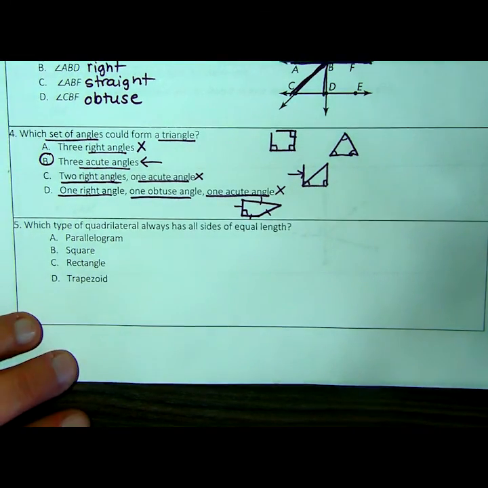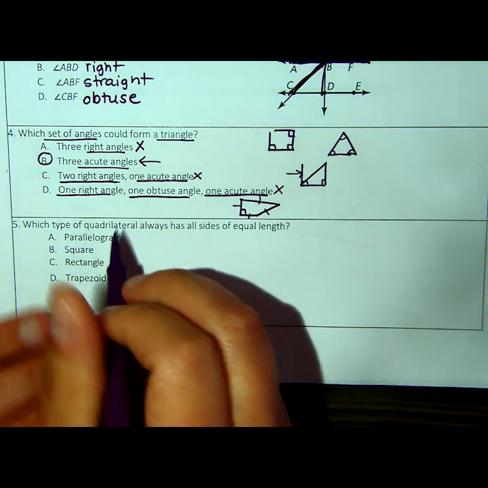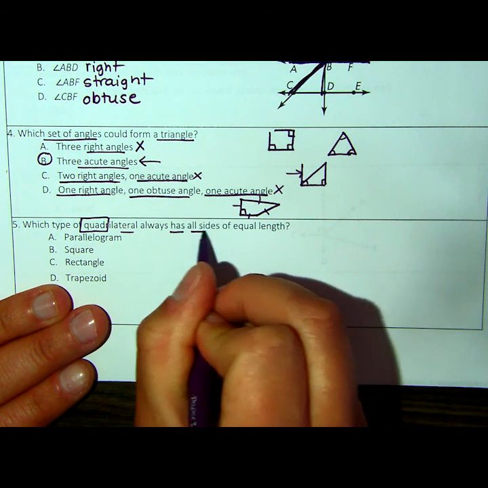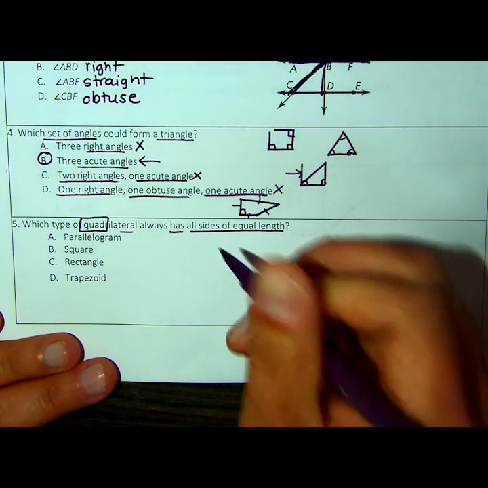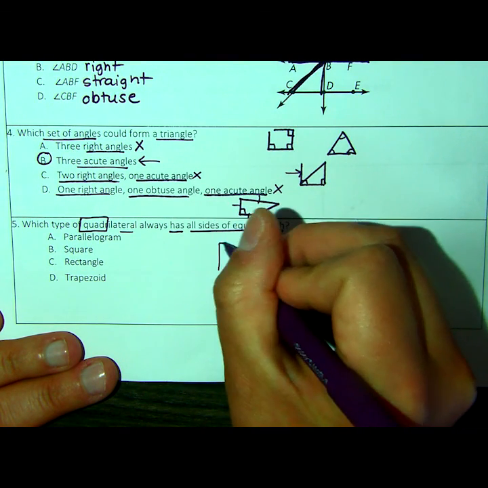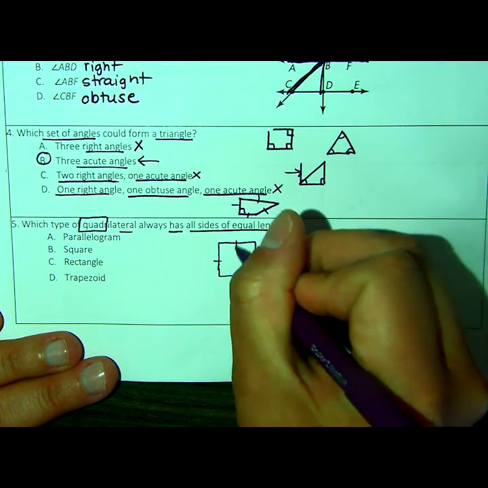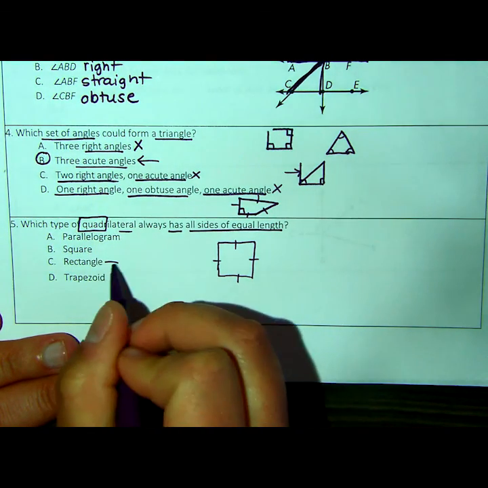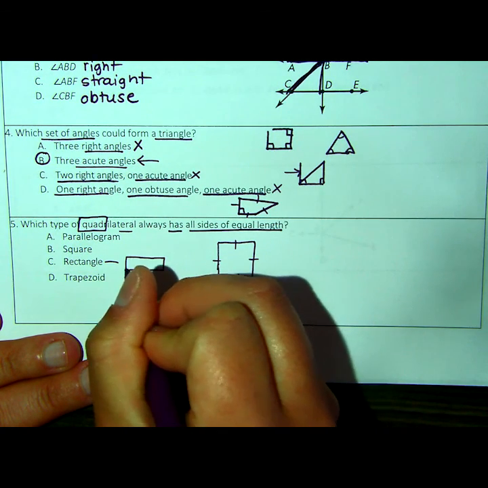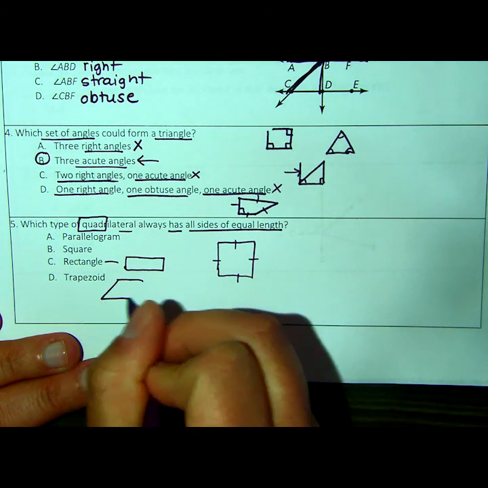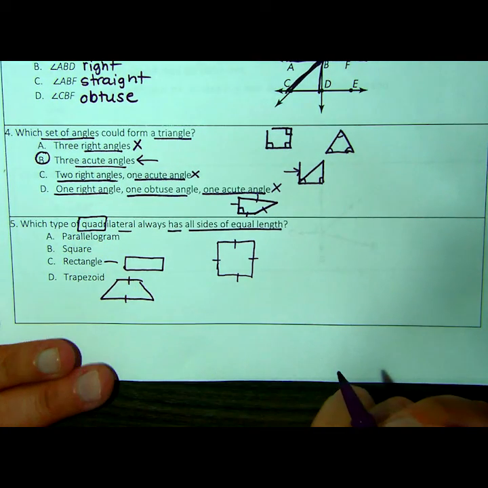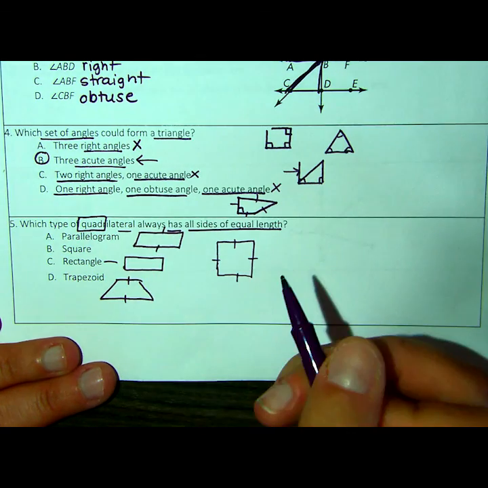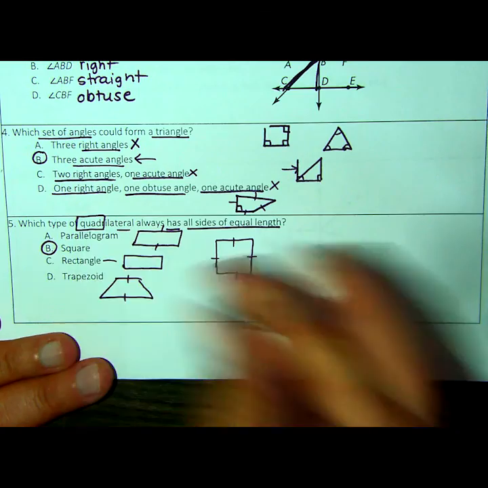Let's look at question number 5. Which type of quadrilateral, that's a 4-sided figure, always has all sides of equal length? Well, a square, all 4 sides are always going to be equal length. A rectangle, no, because not all sides are the same. A trapezoid, no. That only has 1 pair of parallel sides. A parallelogram, no. This side and this side might be the same, but the only one that always has 4 equal sides is going to be a square.